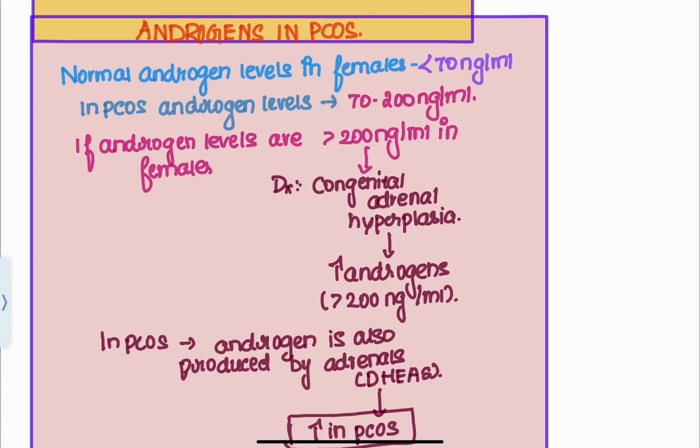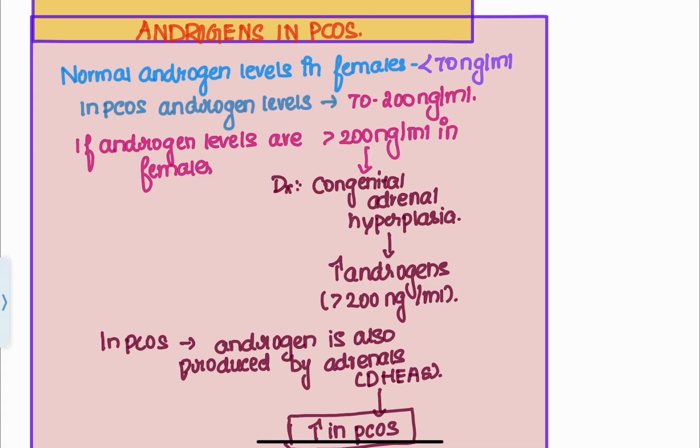So what are the normal androgen levels in females? The normal androgen level in females is less than 70 nanogram per ml. Please remember this important point. The normal androgen level in females is less than 70 nanogram per ml. But in patients of polycystic ovarian syndrome, the androgen levels are somewhere between 70 to 200 nanogram per ml.